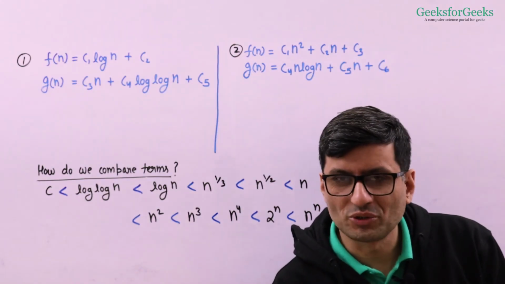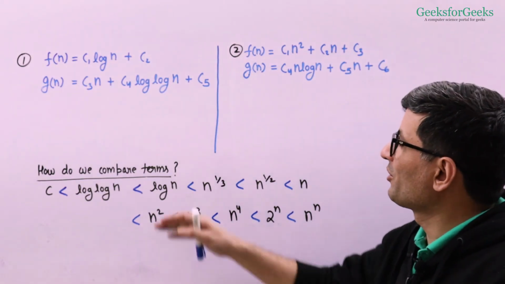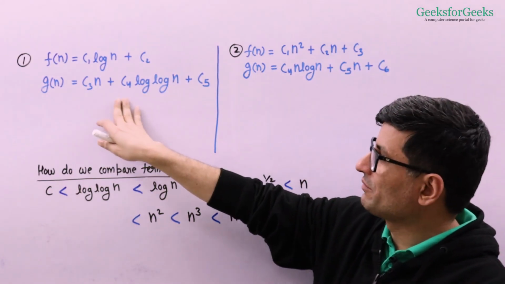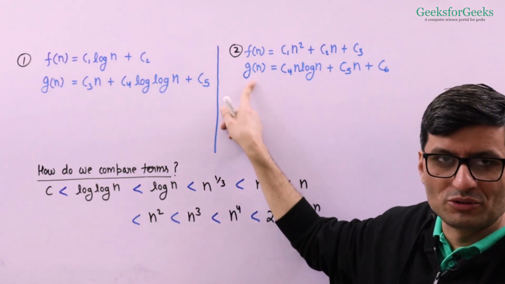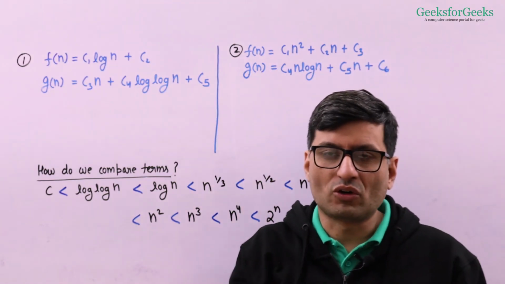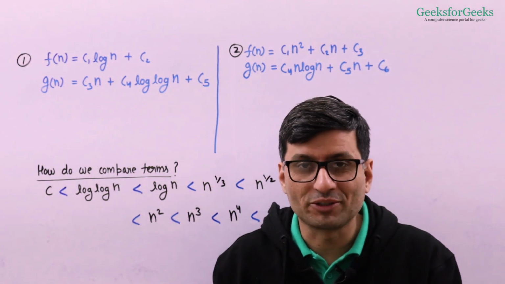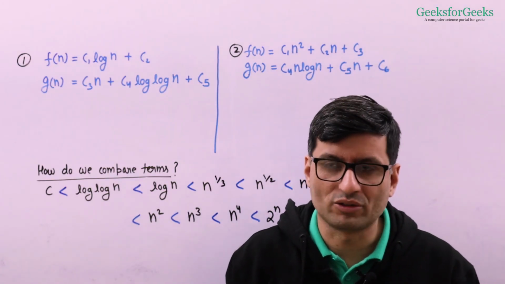Here are exercise questions for you. Please take a closer look at both of these questions. Question 1 has two functions f(n) and g(n). Question 2 also has two functions. You need to find out the orders of growth of both the functions, and you need to tell which one has the higher order of growth.